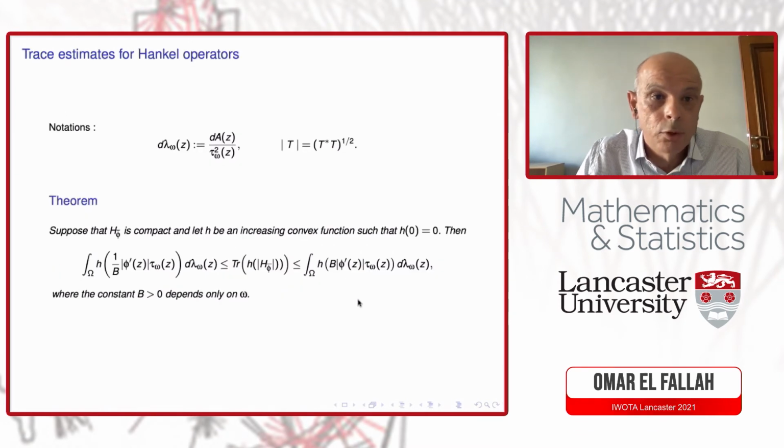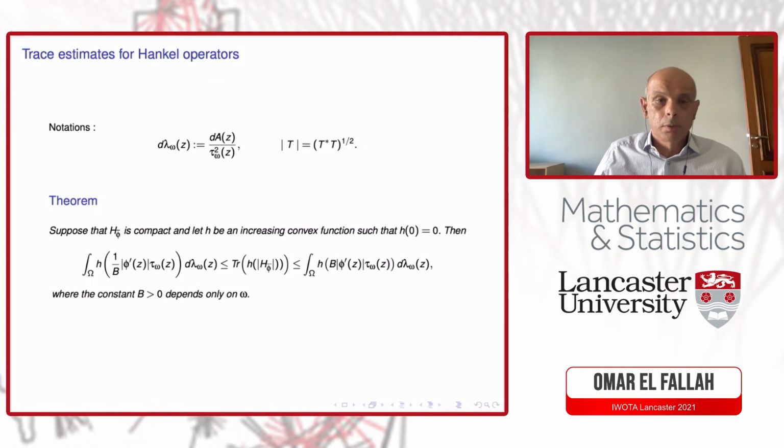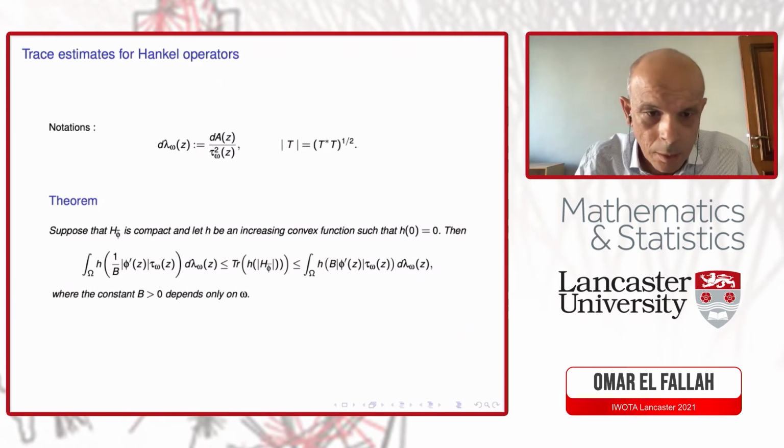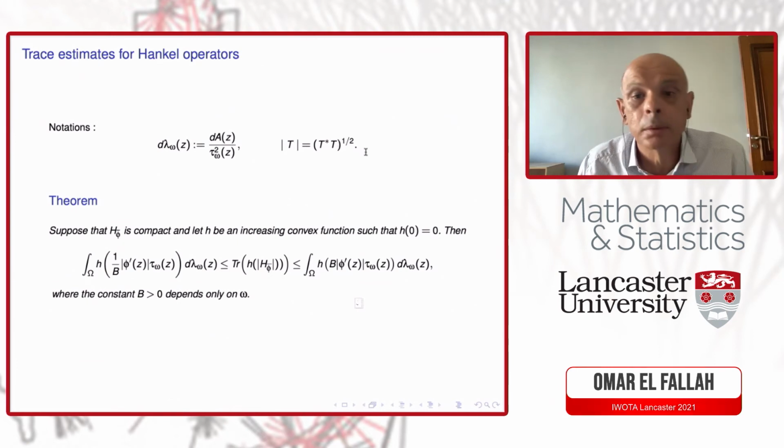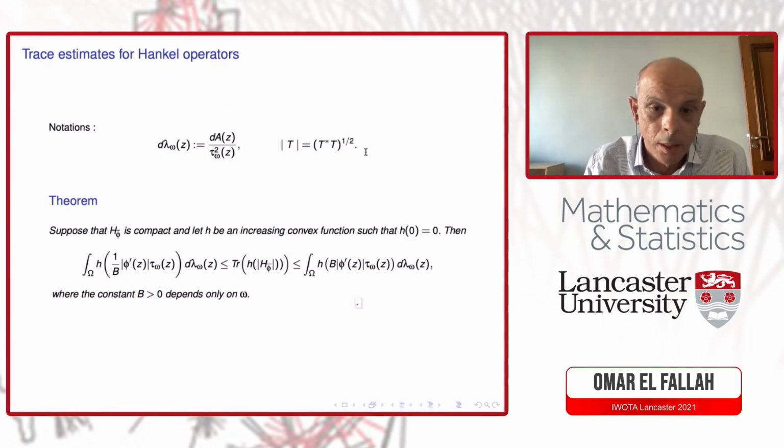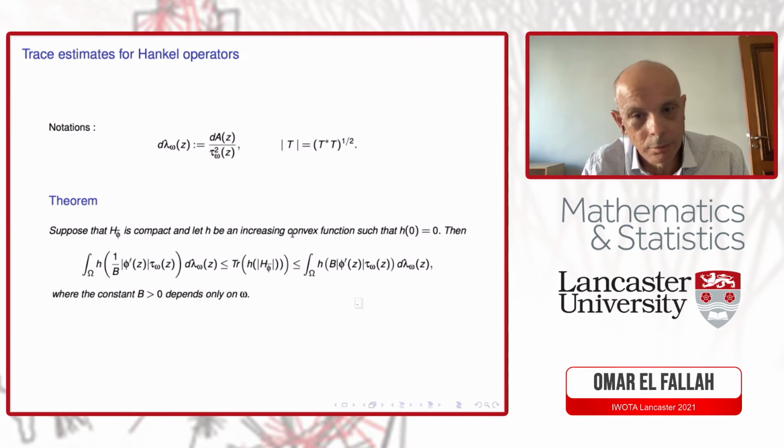So for the Hankel operators, we will do the same thing. If we write lambda is this measure and mod t is the t star t power 1 over 2, we have the same estimates, but this time just for convex functions, not for all HTP convex functions.